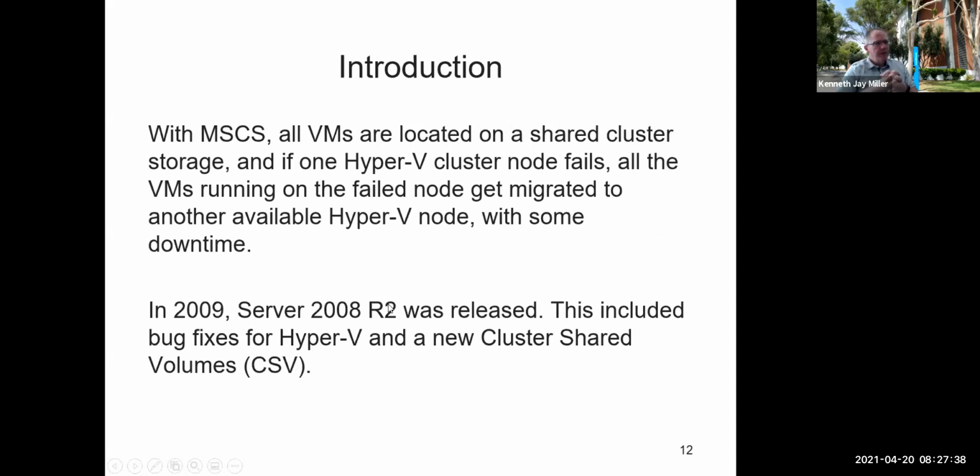All right. Now, with Microsoft clustering services, all VMs are located on a shared cluster storage. So again, that shared storage concept is crucial. It's critical to the functionality of any clustering. You always have to have shared cluster. And if one of the nodes fails, all the VMs running on that node fail over to another node and come back up. Then in 2009, Server 2008 Release 2 was released, and this includes bug fixes for Hyper-V and new clustered shared volumes. So they improved the clustering.